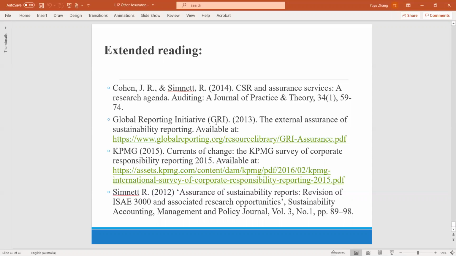So now the focus of all the accounting firms has switched, has linked more to consulting or other assurance services rather than to the financial statement audit. Financial statement audit is still important, but the firms want to explore more revenue opportunities from other services as well.